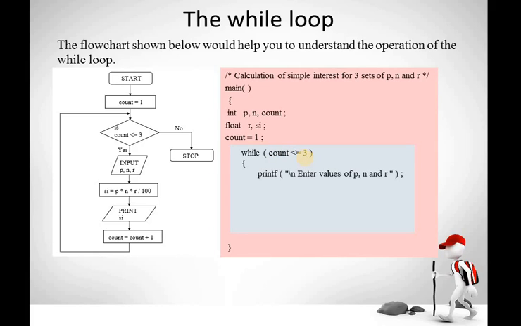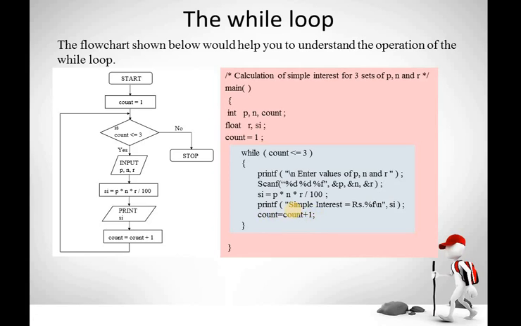So this is your terminating condition. Now inside this while loop we will print a prompt to enter values of p, n and r. We will scan those values to store them inside variables. After that, the calculation of simple interest, and it's just a simple printf statement. Now this is your incrementing of the count variable. So this is the end of the while loop. So this is your while loop.